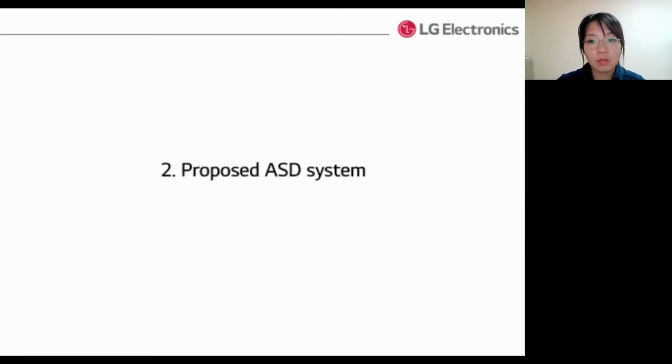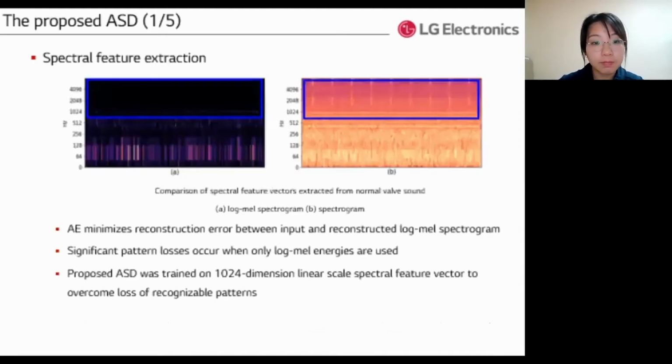Next, we would like to explain the ASD system that we propose. The autoencoder model is trained to reconstruct the input feature as similarly as possible. But as shown in the figure, significant pattern losses occur when only log-mel energies are used. So we used 1024-dimension spectrograms as input features in order to preserve the patterns more.